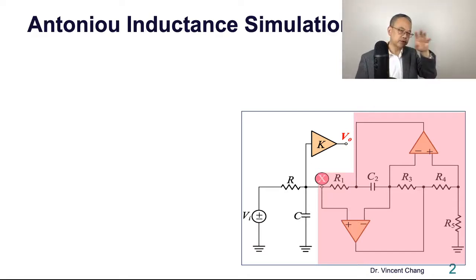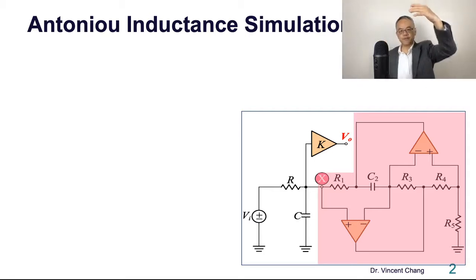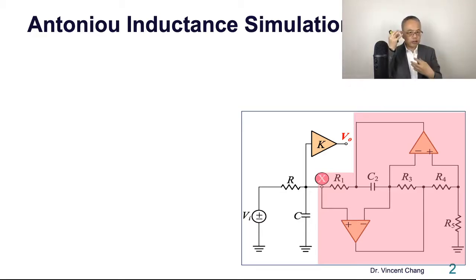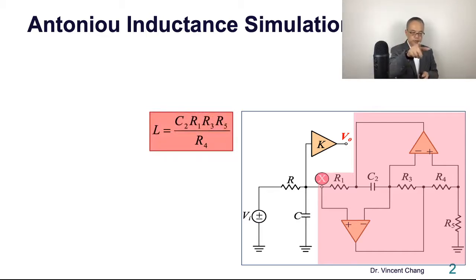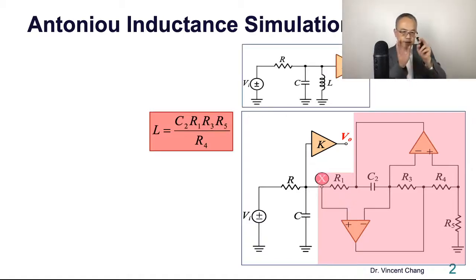If you just follow 1, 2, 3, 4, 5, you put the odd numbers 1, 3, 5 in the numerator, and 2 and 4 in the denominator. Then you choose either 2 or 4 as a capacitor. Then this circuit can simulate an inductor, and the equivalent inductance is actually R2 R1 R3 R5 divided by R4. So when you face this circuit, it's an inductorless filter, right? It's the active RC filter.